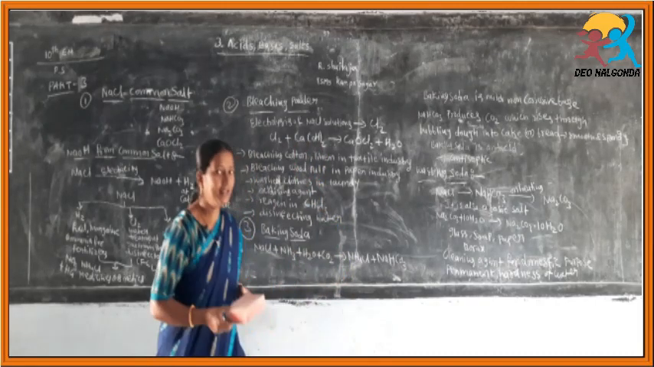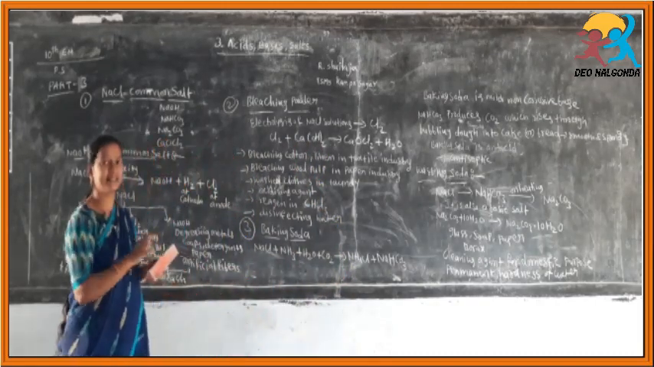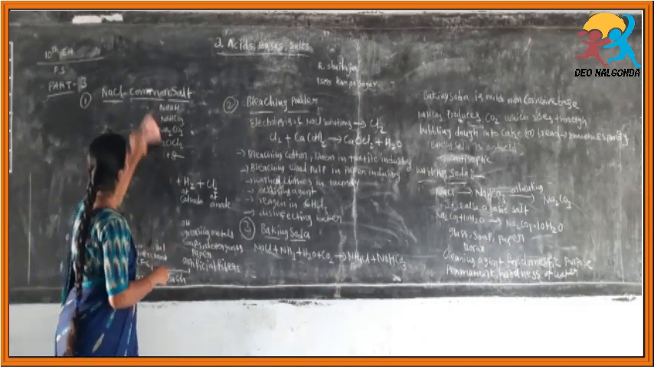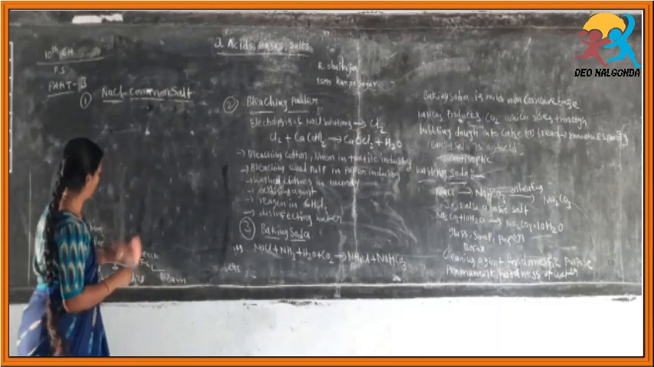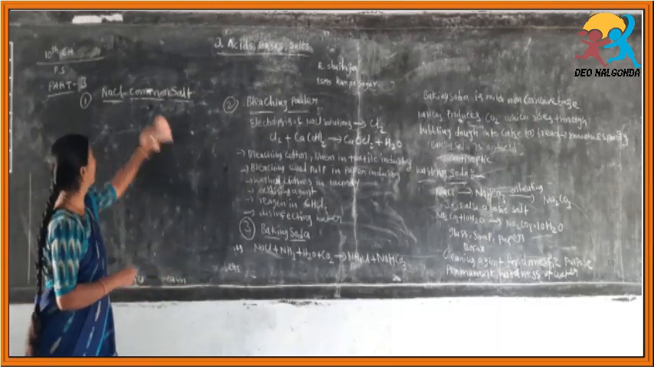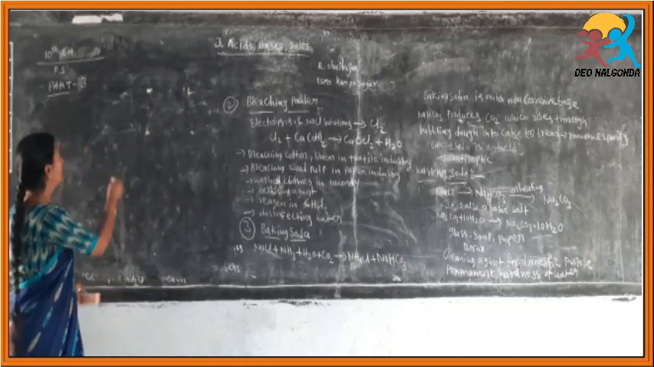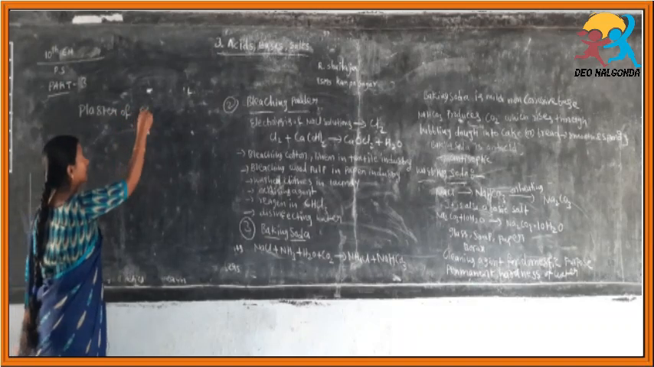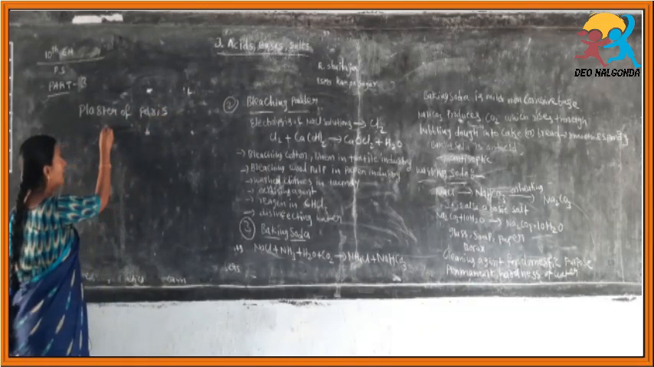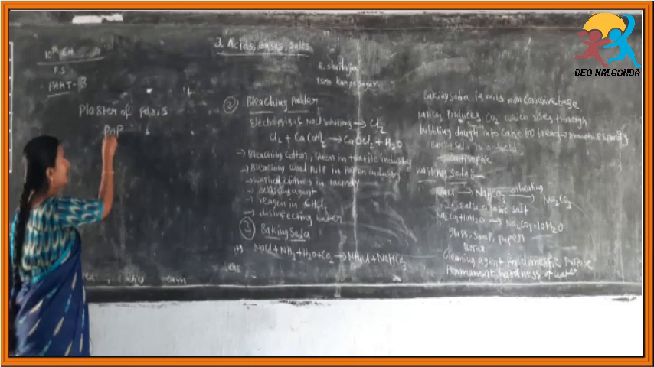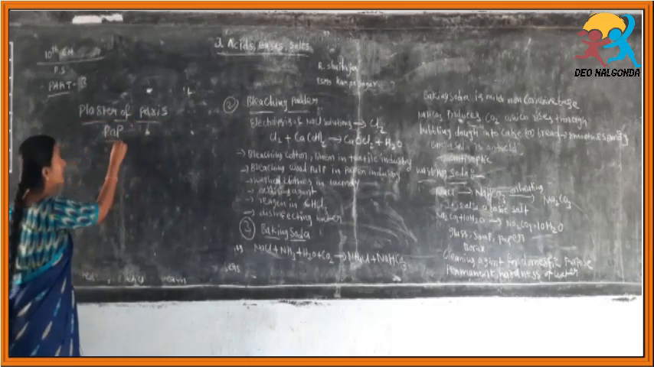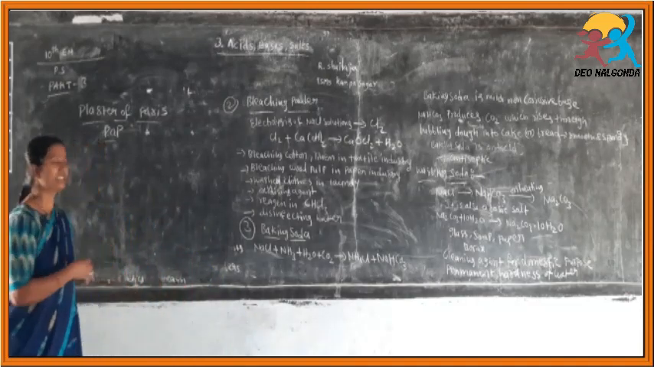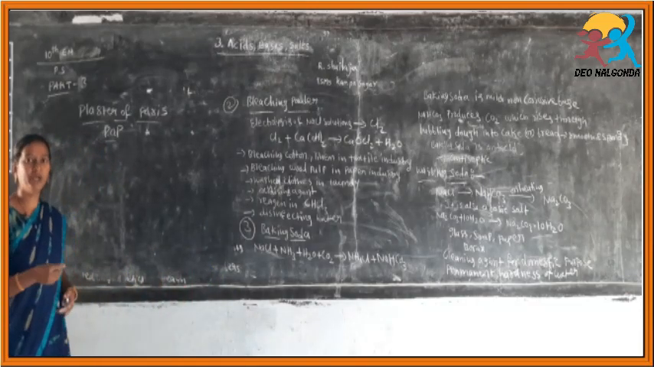Okay, and one more substance in the acids and bases lesson is plaster of Paris. We simply call it POP. So what is plaster of Paris? Simply we call it POP.